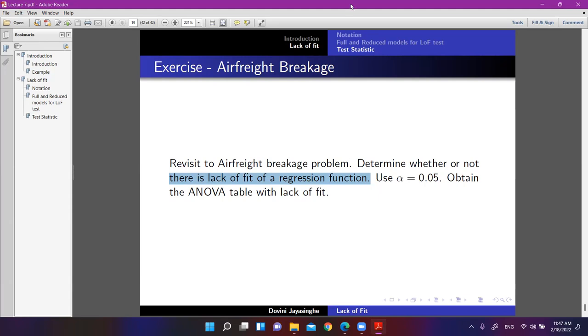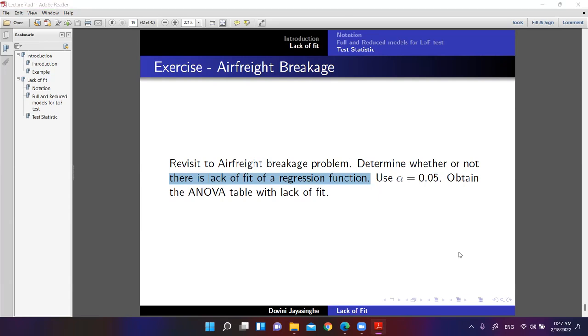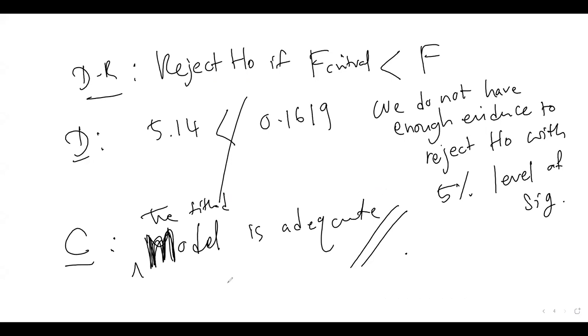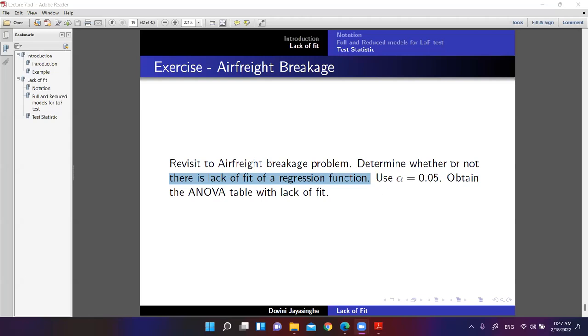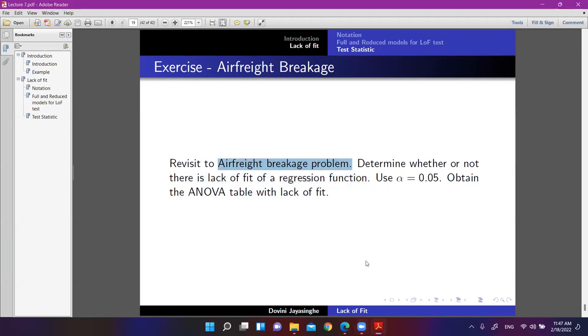Here, what we got was the model is adequate. That means there's no lack of fit. You can write in whatever words you want. Just keep it in plain language. That's the requirement. You can repeat the question again: there's no lack of fit of the considered regression line of this example. Right. So usually these questions are like this: obtain the ANOVA table with lack of fit, and then you have to test the hypothesis.